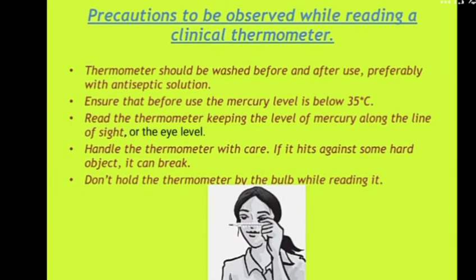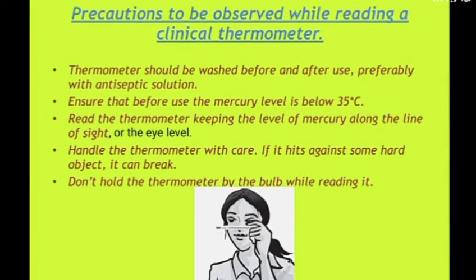Also, handle the thermometer with care. If it hits against some hard object, it can break. And the most important, don't hold the thermometer by the bulb while reading it. Otherwise, it will not give the accurate reading that you want to take.